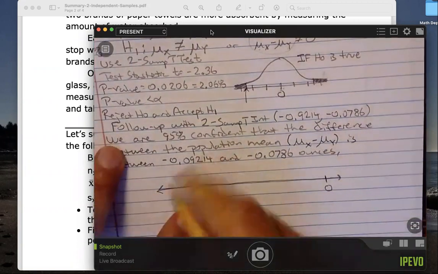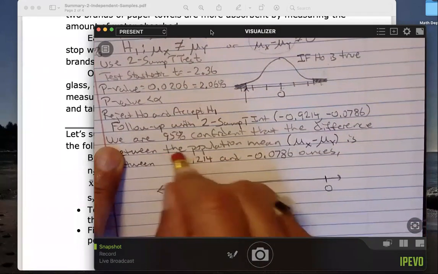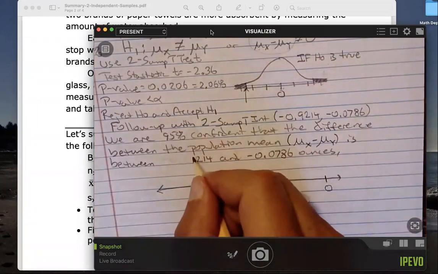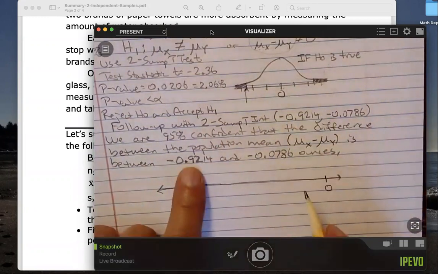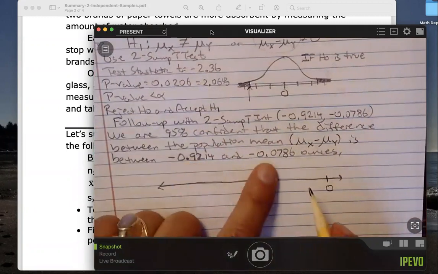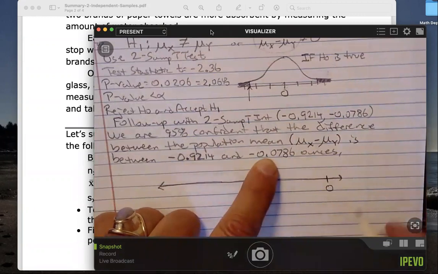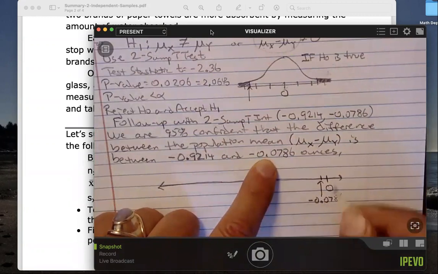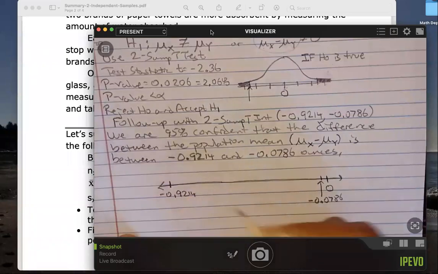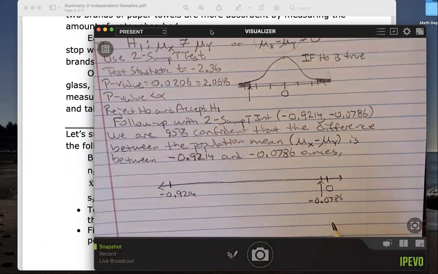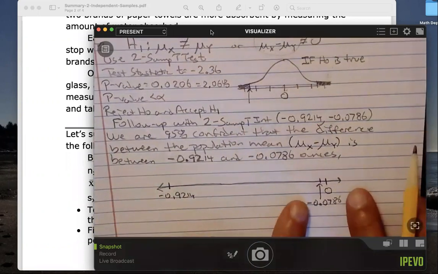Whoops, that is very, very wrong that I just did there. So that's a 9.2. The decimal goes right there. That's almost a whole ounce. This is a very, very small fraction. This is very close to zero. So probably closer than that. And this is way over here. 0.9214. So the difference between our two population means, now just think absolute value.